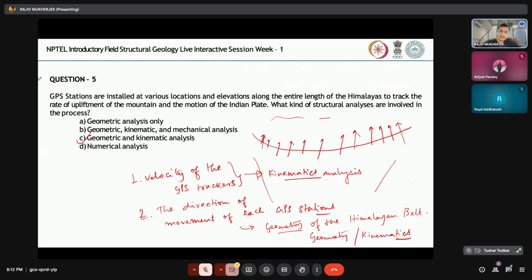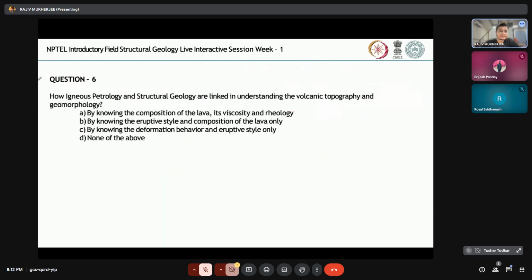Okay, so let us move on to the next question. This is a simple one. How are igneous petrology and structural geology linked in understanding the volcanic topography and geomorphology? Option A, by knowing the composition of the lava, its viscosity and rheology. Option B, by knowing the eruptive style and composition of the lava only. Option C, by knowing the deformation behavior and eruptive style only. And option D, none of the above.